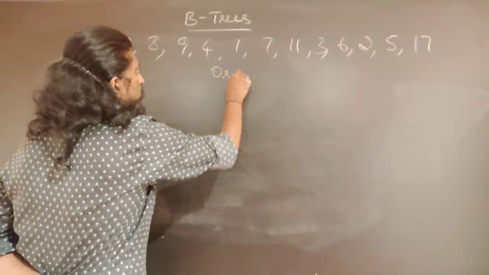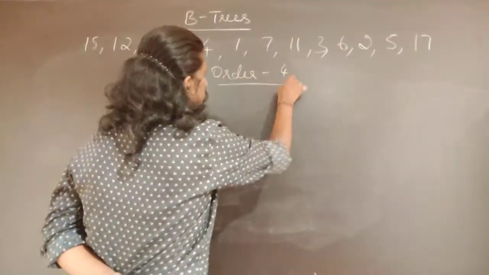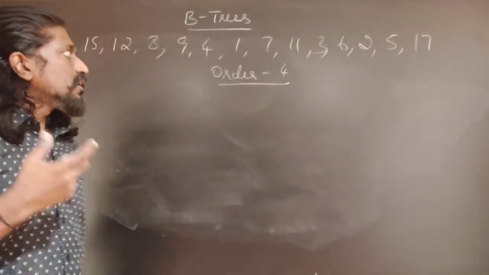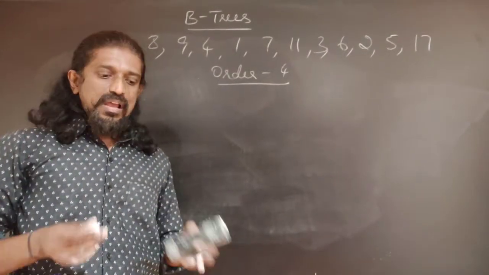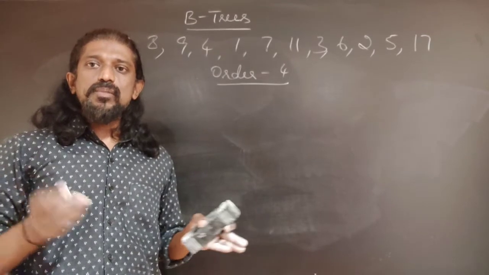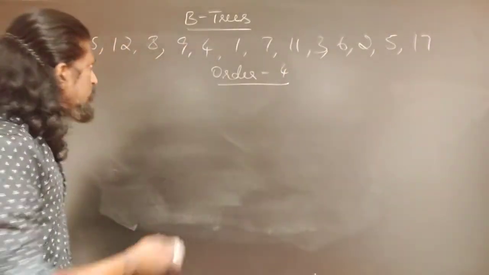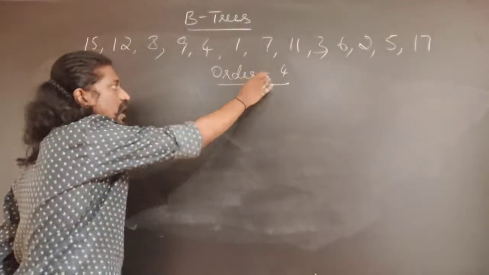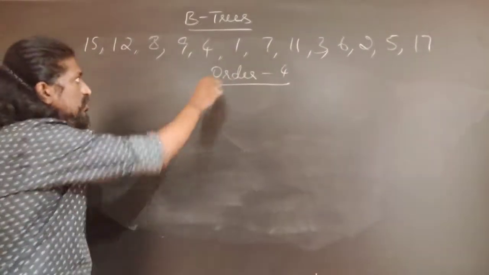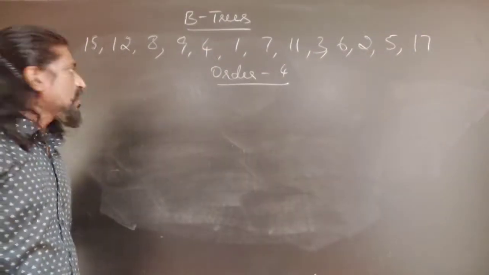Let us consider the order of the B tree that we are constructing to be 4. That is, a node in the B tree that we are constructing will consist of 4 keys, and it will have a maximum of 4 descendants and a minimum of 2 descendants. If we take a higher order, then we may need more keys. Therefore, we will restrict our order of the B tree to be 4, so that we can easily understand how to construct a B tree.